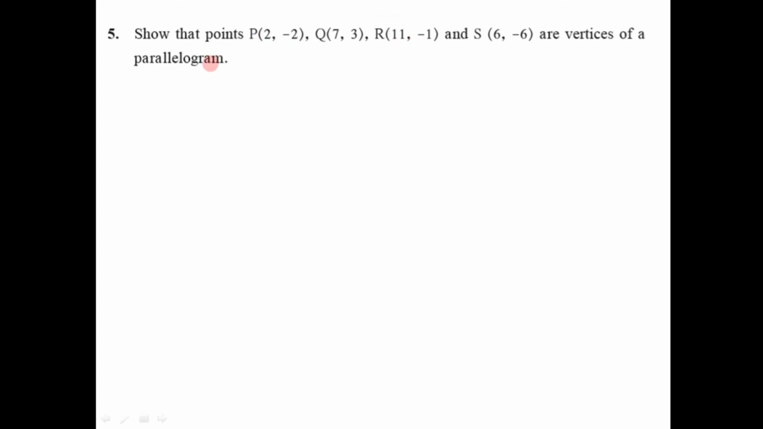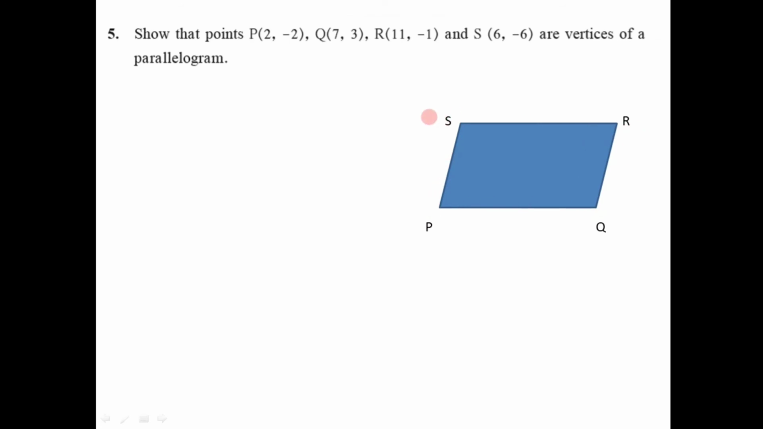So here we are going to use the property of sides of a parallelogram. For that, first of all, we should find the lengths of all the 4 sides of this quadrilateral. That is length of PQ, QR, RS and PS. And for that we are going to use the distance formula. So suppose this is the quadrilateral given. The vertices of this quadrilateral are P, Q, R and S. And we have to decide whether it is a parallelogram or not.